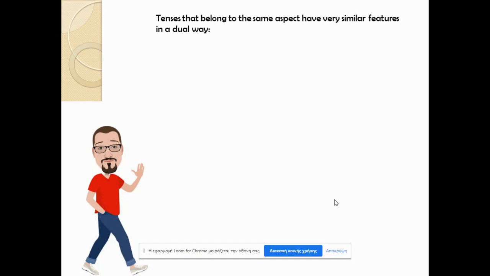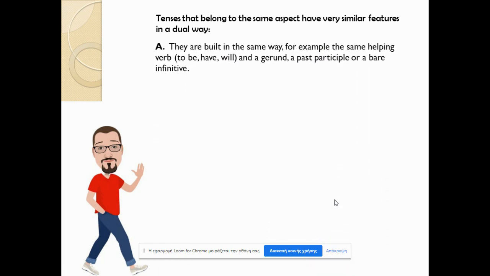So tenses, and here starts everything, that belong to the same aspect have very similar features in a dual way. What way? First, they are built in the same way. For example, we may need the same helping verb, like the verb to be, especially when it comes to continuous tenses, or the verb have for perfect tenses, or will for future tenses, and a gerund that follows, or a past participle, or a bare infinitive. Also, they have the same qualities, but what is different, as we said, is the time.